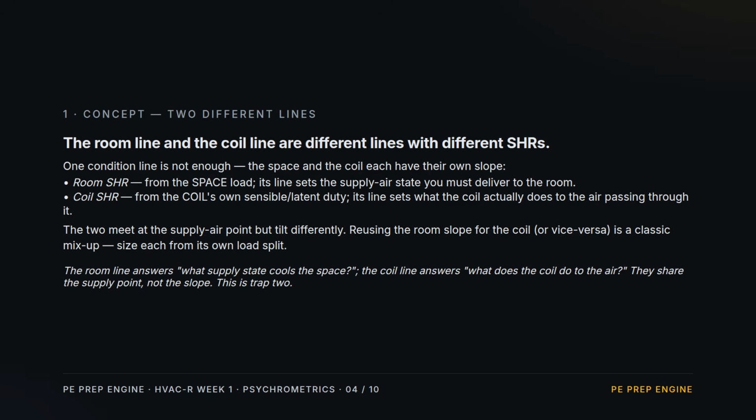Concept 3. 2 lines, not 1. The room load has its own sensible heat ratio and its own line, which sets the supply state you must deliver. The coil has a different sensible-to-latent duty, so its line tilts differently. They meet at the supply air point, but never share a slope. Size each from its own split, and don't read the room line off the coil.